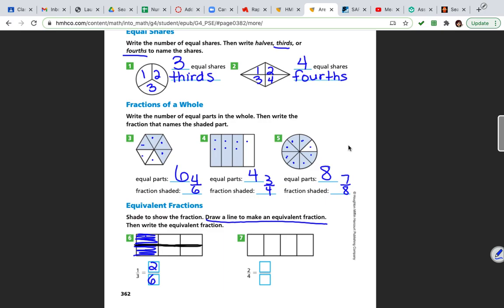So if you didn't get number 6 right, then try it on 7 before. So pause the video, try 7 again. All right, 7, we have 2/4. So shade in 1, 2 out of 4, and then we're going to draw a line to make it equivalent. So I'm going to cut it in half. So this is like saying times 2. So 2/4 times 2 equals 4/8. That's it.